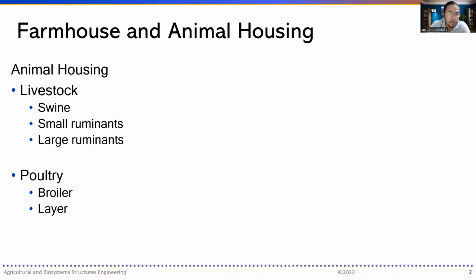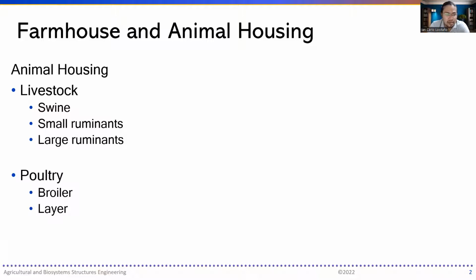Now, livestock is further subdivided into three. You have your swine and small ruminants and the large ruminants. Small ruminants cover the hooved animals, but are smaller. So these are the goats, the sheep, lambs or other ruminants. When you say ruminants, they eat grass, and then they have the usual four stomachs in their digestive system.